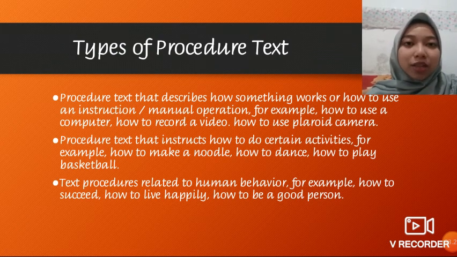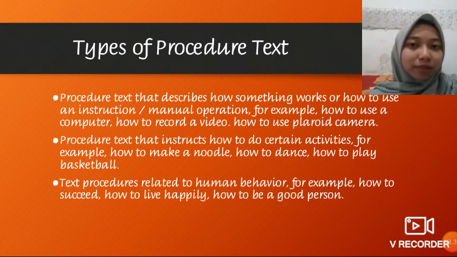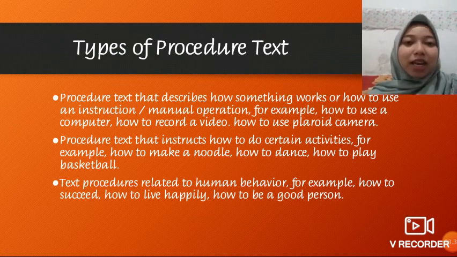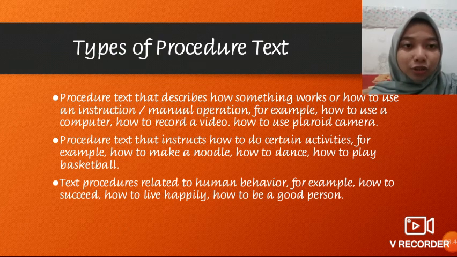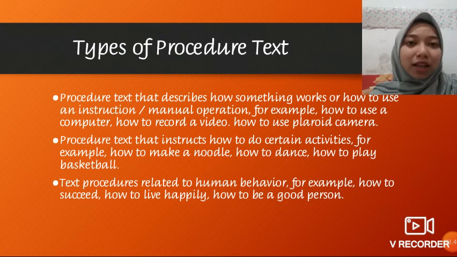The second type is procedure text that instructs how to do certain activities. For examples, how to make noodles, how to dance, how to play basketball. And the last type is the procedure text related to human behavior. For example, how to succeed, how to live happily, how to be a good person. Okay, those are the types of procedure text.